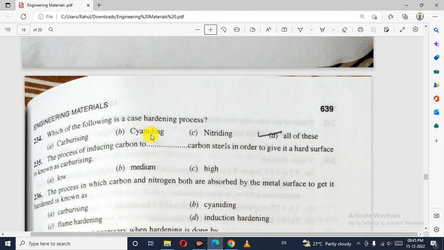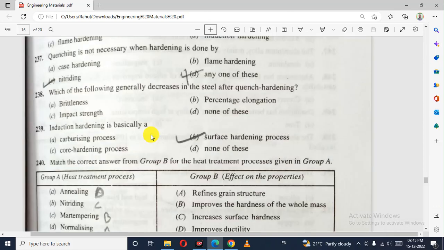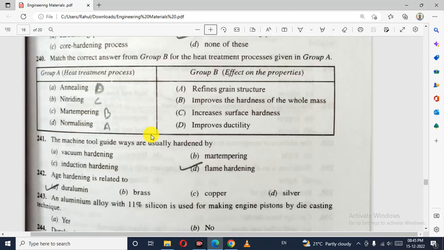Which of the following is a case hardening process? Carburizing, cyaniding, nitriding. Quenching is not necessary when the hardening is done by nitriding. Induction hardening is basically a surface hardening process. Annealing improves ductility. Nitriding increases surface hardness. Normalizing refines grain structure. Martempering improves the hardness of the whole mass.